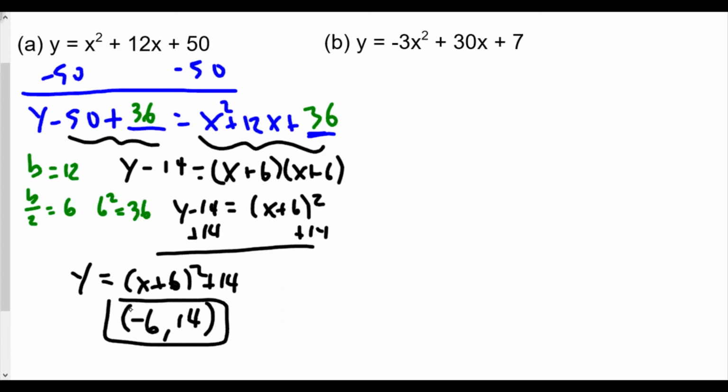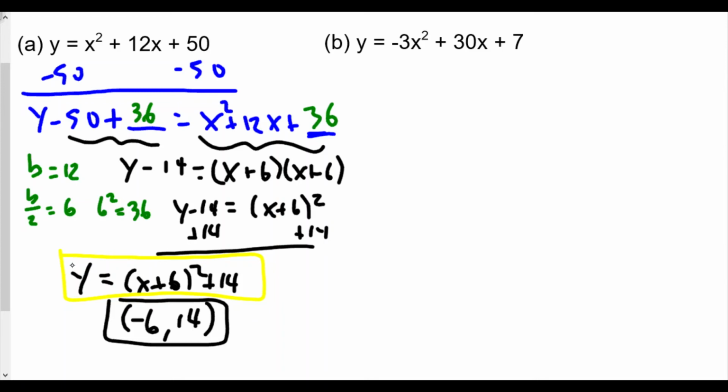Okay? You say, how do you do so quickly? Well, inside parentheses, whatever number is with the x, I take the opposite sign for the h. That's one way to look at it. And the same value for k. So it's positive 14 on the outside, that's the same value for k. If it's x plus 6 on the inside, it's minus 6 for the h value. All right, so that one's okay. So we found the vertex form and we found the turning point of the vertex.